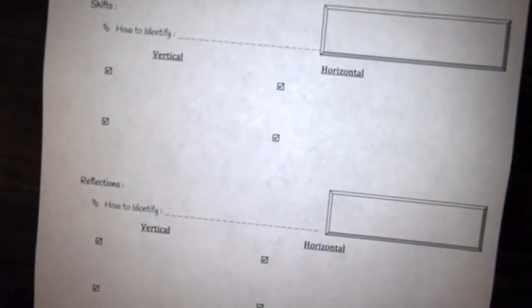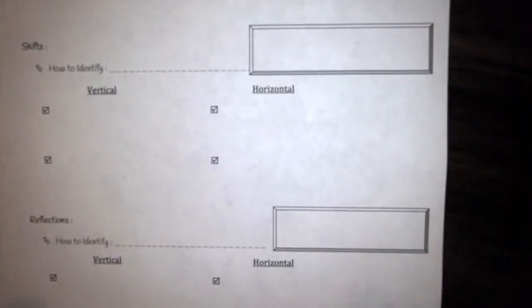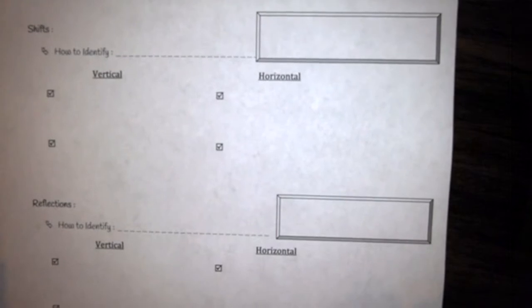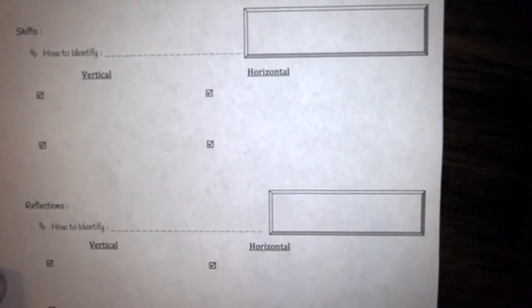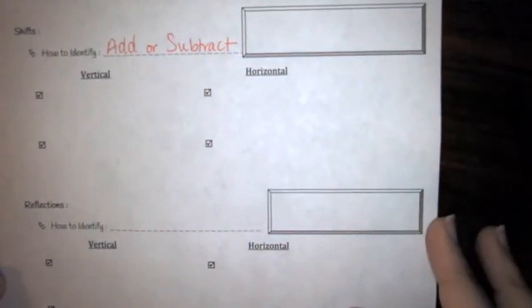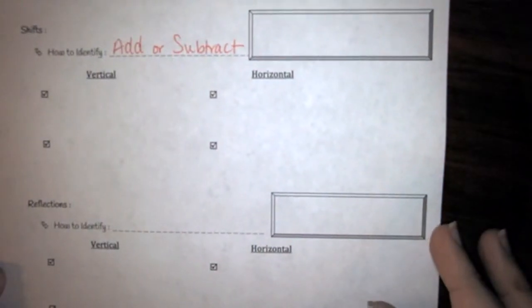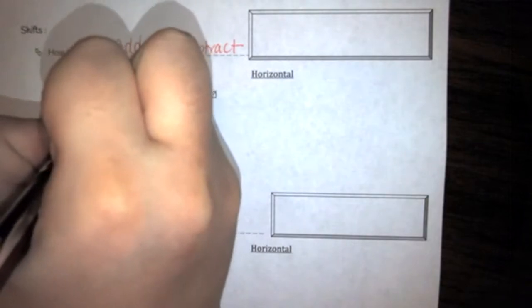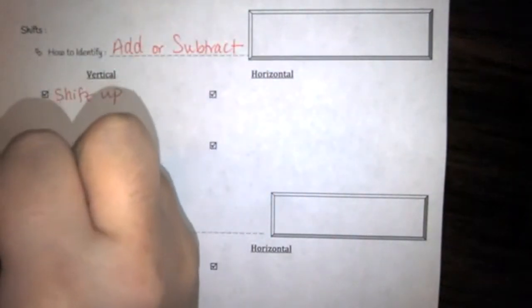So let's look algebraically at how some of this is going to work. Okay. So first and foremost, we have shifts. So how do we identify a shift out of our equation? Well, this is where we are looking for your addition or subtraction. So we're looking for the add or subtract. Specifically, in my vertical, I have two options. I have what's called shift up, and I have shift down.